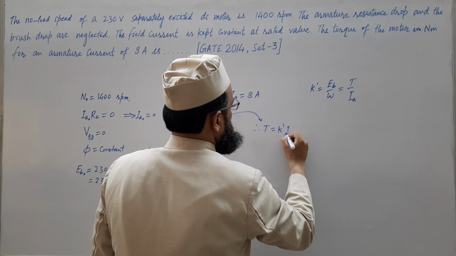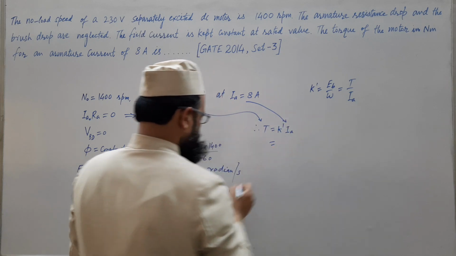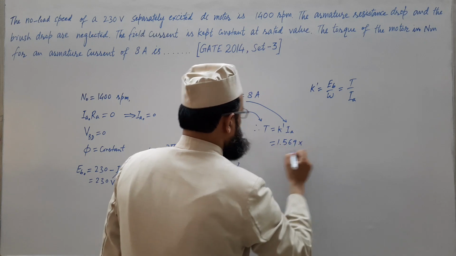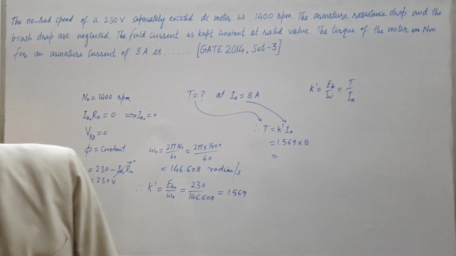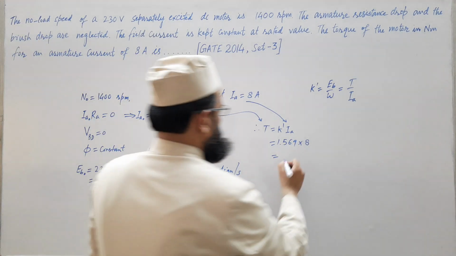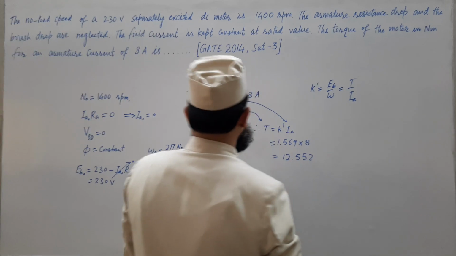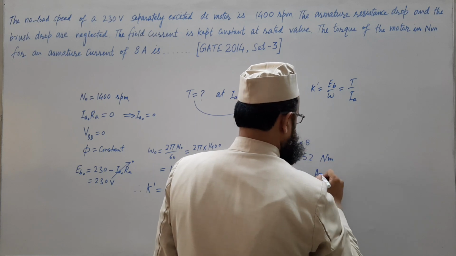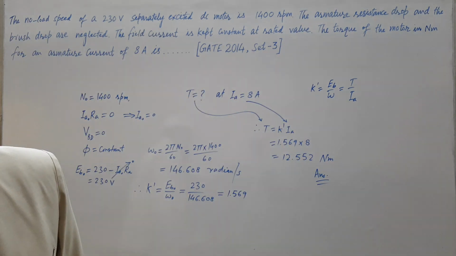Therefore this T can be evaluated as K dash IA. K dash we have evaluated as 1.569, times IA at this loading. This gives 1.569 into 8, which is 12.552 Newton meter. Answer. Hope you understood this problem easily.